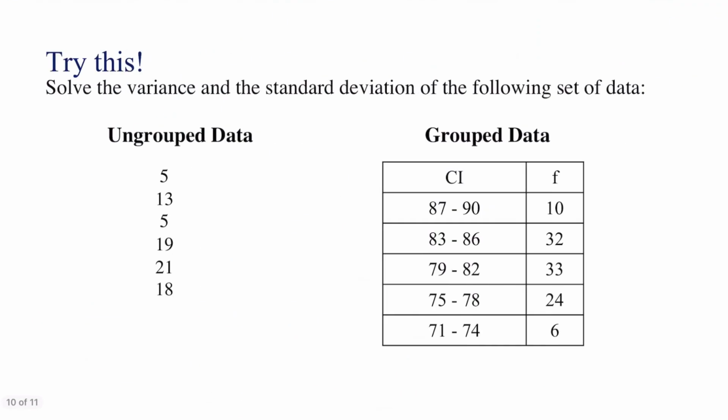Okay, now this is your time to shine. Try this. Solve the variance and the standard deviation of the following set of grouped data: 5, 13, 5, 19, 21, 18. Grouped data: 87 to 90 with 10, 83 to 86, 32, 79 to 82, 33, 75 to 78, 24, 71 to 74, 6.